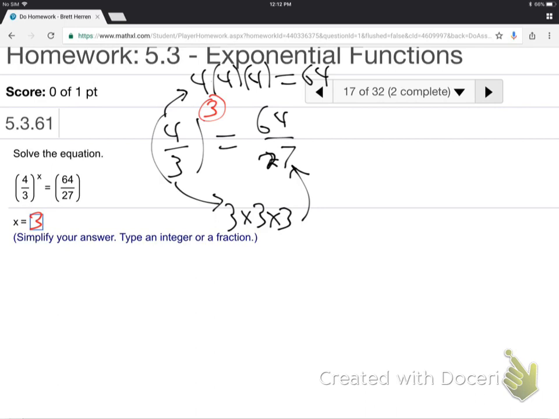Everybody see, I just looked at the top separately and the bottom separately. I just said 4 times 4 times 4 on my calculator. Yeah, it works. And 3 times 3 times 3 on my calculator. Yep, it works. So third power. Good enough on that one?